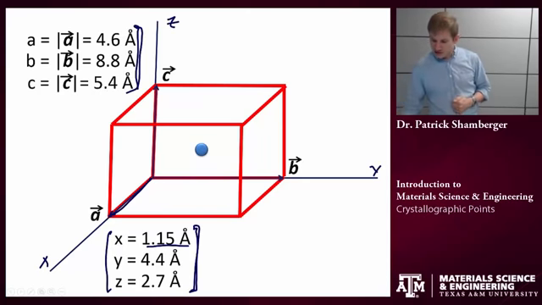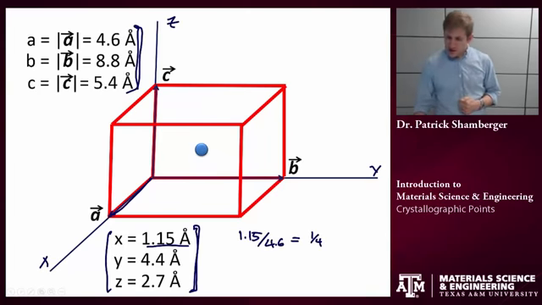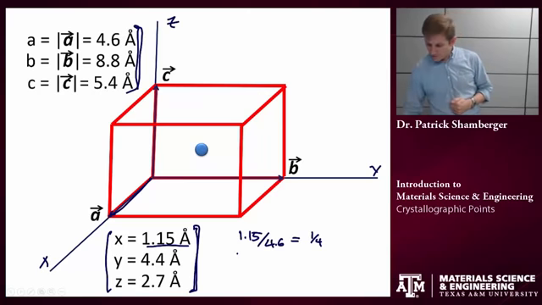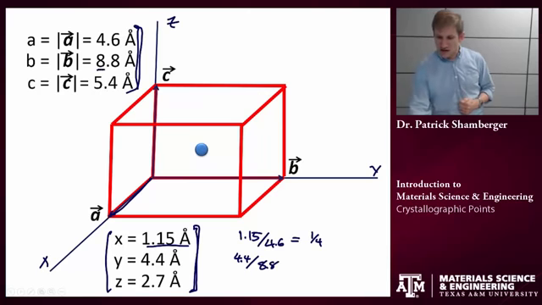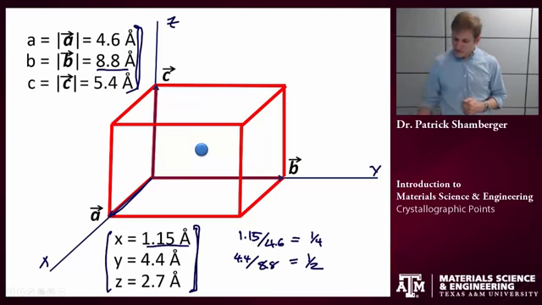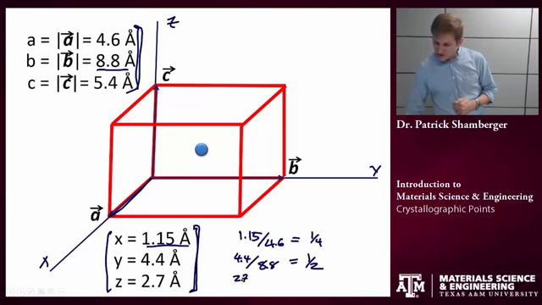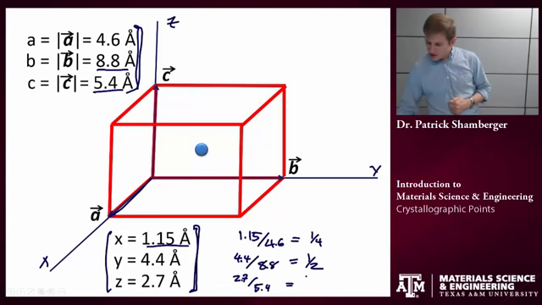So in the x direction, it's 1.15 angstroms, and we know the lattice vector A is aligned in the x direction, and it has a length of 4.6. So 1.15 over 4.6 equals 1/4. We can do the same thing for y, 4.4 over 8.8, which is the length of the B lattice vector, and this equals 1/2. And finally, for Z, we have 2.7 angstroms over 5.4 angstroms, and this also equals 1/2. So the position of this particular atom would be 1/4, 1/2, 1/2.